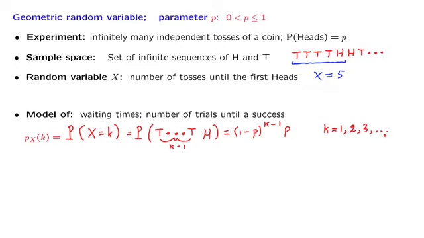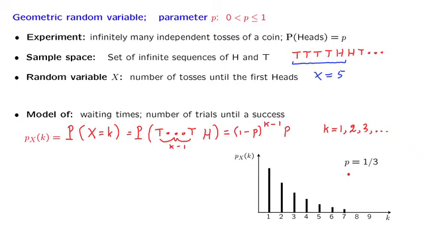The geometric PMF has a shape of this type. Here we see the plot for the case where p equals 1/3. The probability that the first head shows up in the first trial is equal to p, that's the probability of heads. The probability that the first head appears in the second trial is the probability that we had heads following a tail. So we have the probability of a tail times the probability of a head, and then each time that we move to a further entry, we multiply by a further factor of 1 minus p.